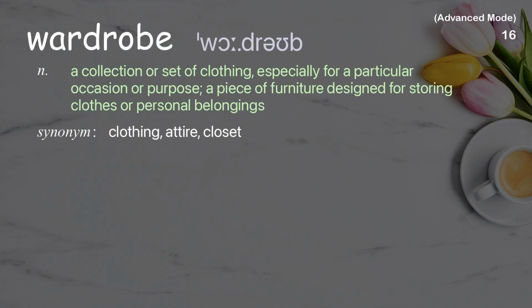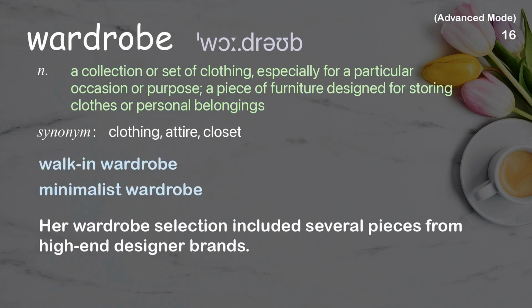Wardrobe. A collection or set of clothing, especially for a particular occasion or purpose; a piece of furniture designed for storing clothes or personal belongings. Examples: Walk-in wardrobe. Minimalist wardrobe. Her wardrobe selection included several pieces from high-end designer brands.